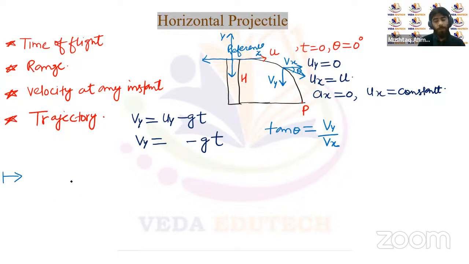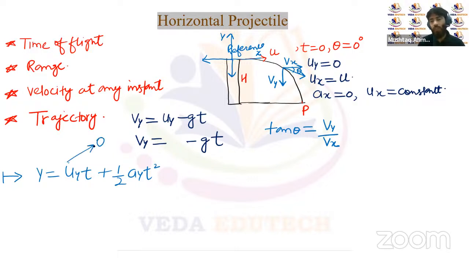So let's try to calculate the time of flight. Time of flight is the time it takes to strike the ground at point P. We can use the equation y is equal to uy t plus half ay t square. And initially there is no vertical component of the velocity.